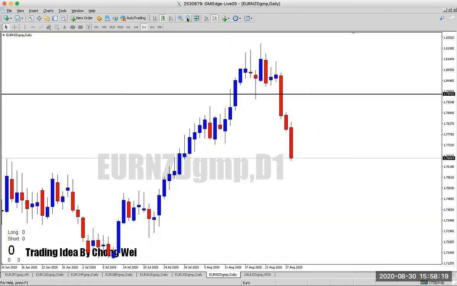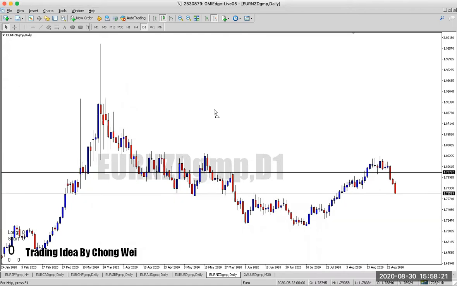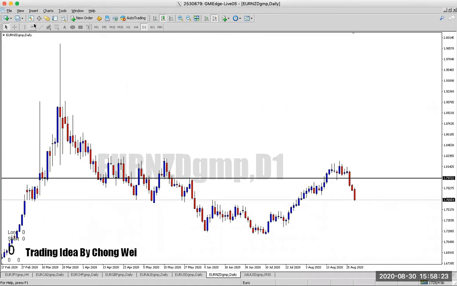So this is our Euro New Zealand. Basically they have changed the trend from upward to downward because it had already broken our critical point area. So this is our critical point area, and why is it the critical point area? This is the story behind it. So since it broke the critical area, I'll be looking for a retest to here and short.